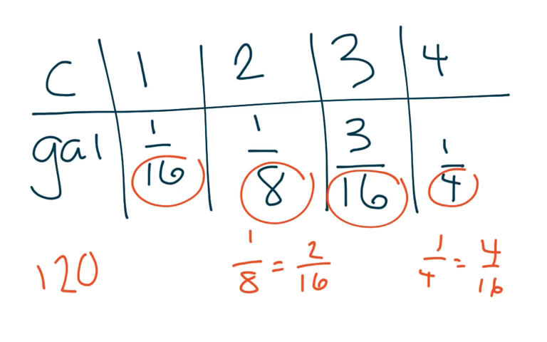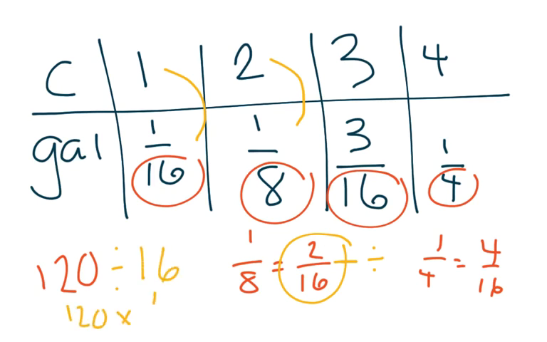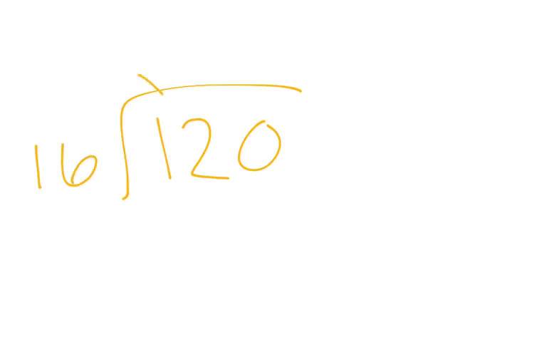So I have to think about this. I'm really technically dividing by 16, because remember, that line is like a division sign. So I'm really going to be doing 120 divided by 16, or 120 times 1/16. Sixteen can't go into 1 or 12, but it can go into 120. Let's make a guess.